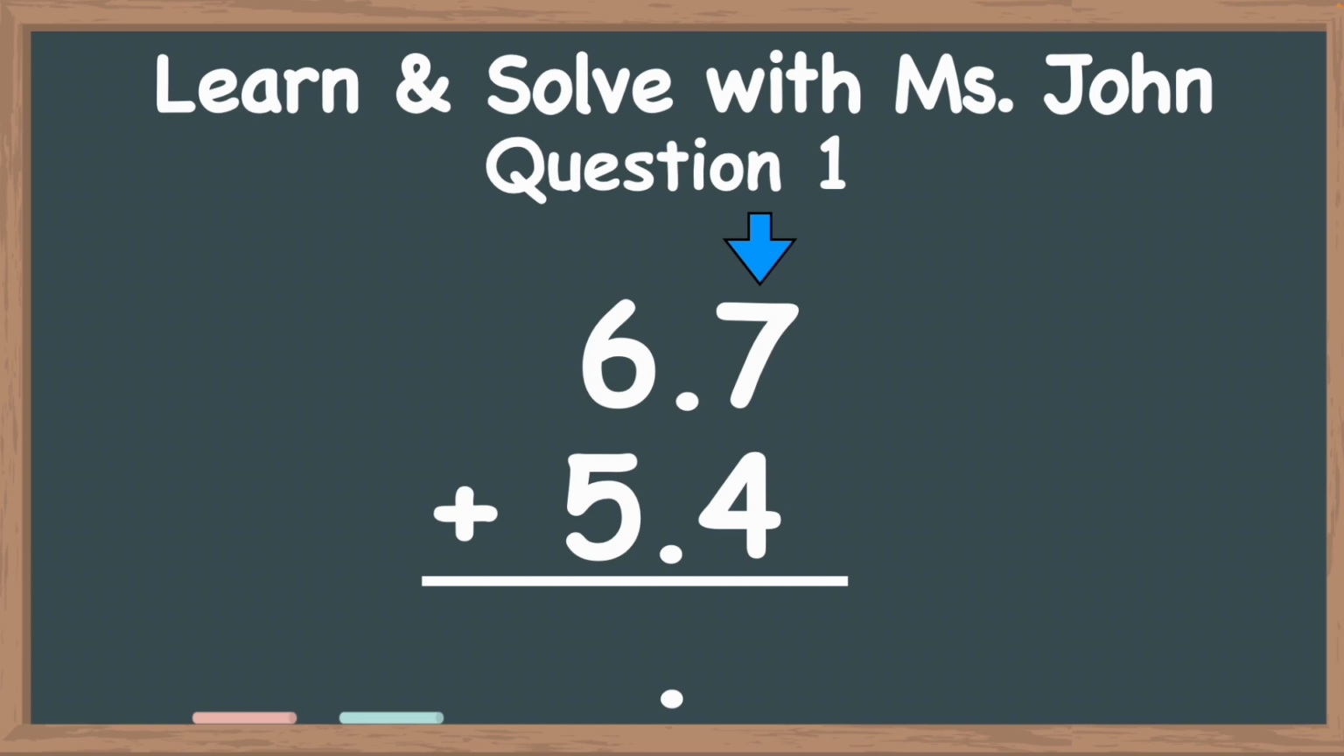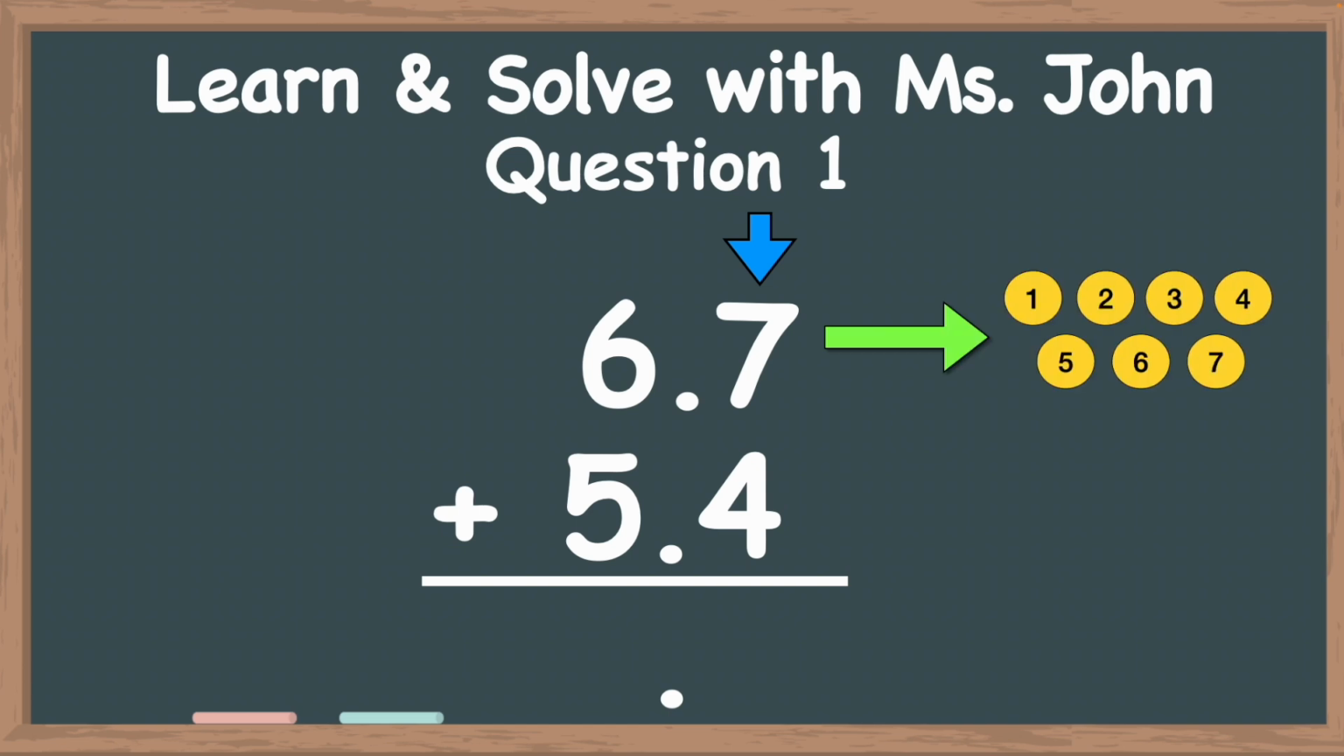So let's place 7 dots to the right of the number. 1, 2, 3, 4, 5, 6, 7. Then we're going to place 4 dots to the right of 4. 1, 2, 3, 4. Now it's time to add up and count the total number of dots. 1, 2, 3, 4, 5, 6, 7, 8, 9, 10, 11. The answer for 7 plus 4 equals 11.